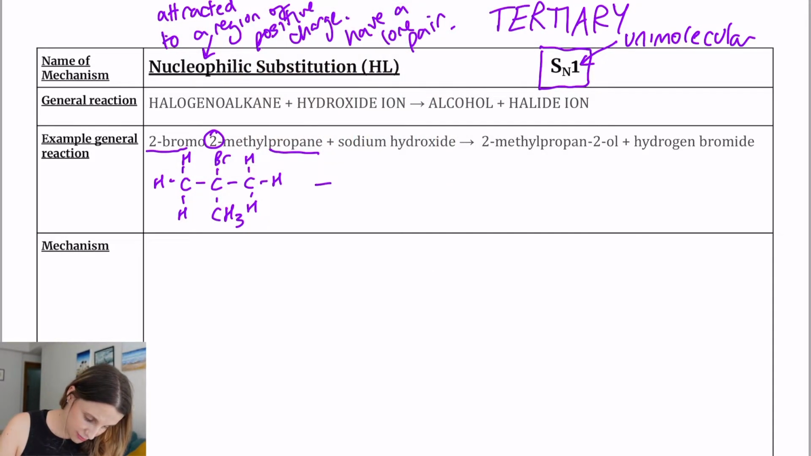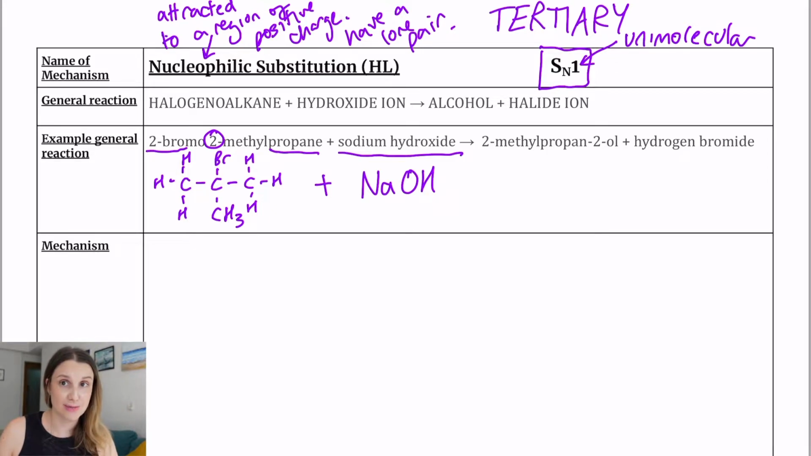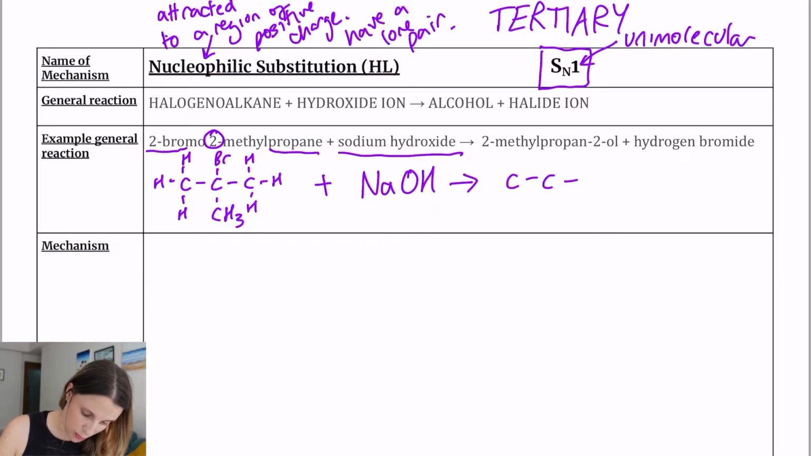And then this reacts with sodium hydroxide, NaOH, but remember that sodium is going to be a spectator ion. And then that is going to become 2-methyl-propan-2-ol. So we're going to draw exactly the same compound, but instead of this bromine in the middle position, we're going to put an OH group.